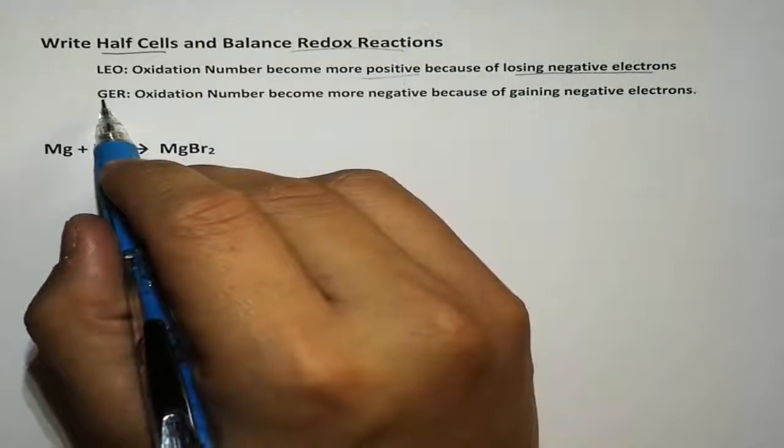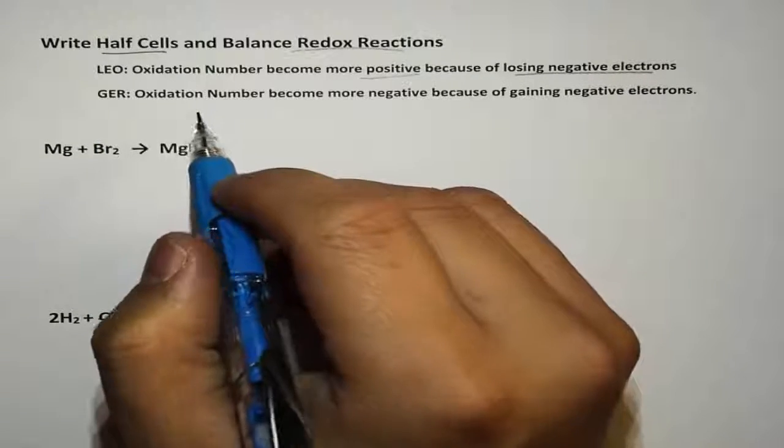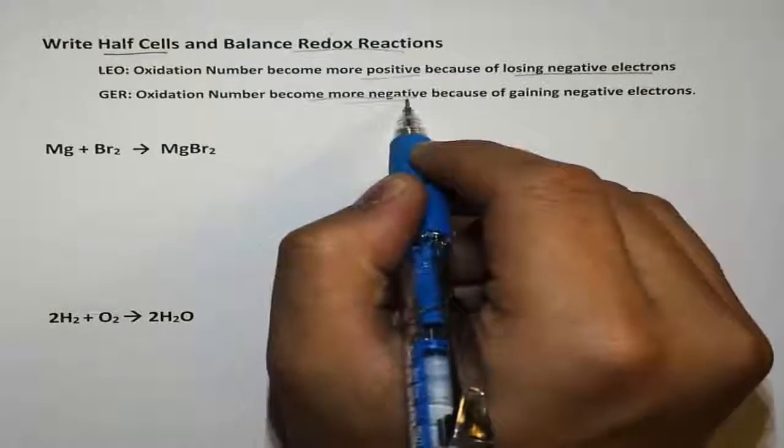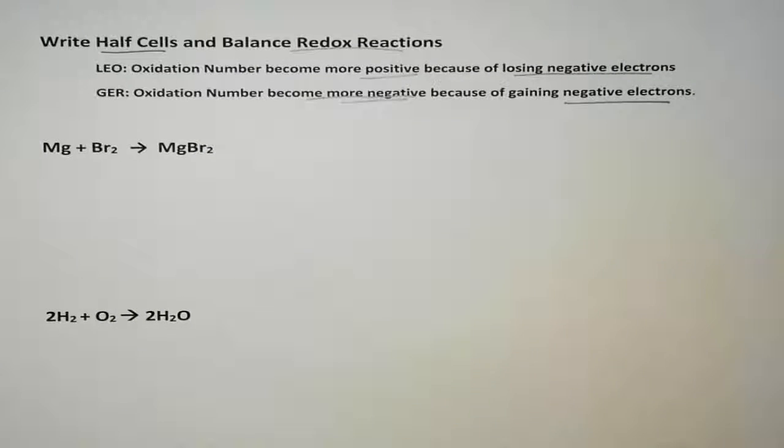And for GER, you have gain of electrons in reduction, and what happens to the oxidation number? The oxidation number becomes more negative, because you are gaining the negative electron, so that makes sense. Now let's get back to an example problem.